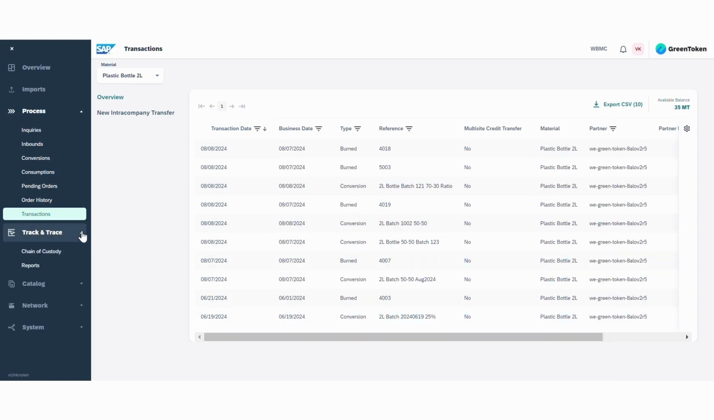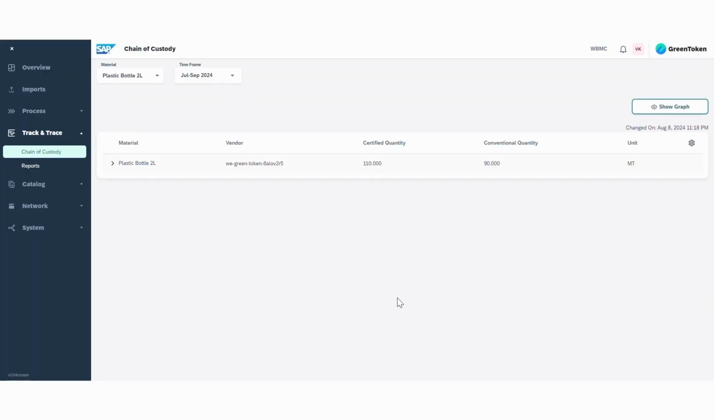Let's have a look at some reporting. So under the track and trace section, we have the chain of custody screen. Here we can choose a particular material and drill deeper to see how this was made. So this was the finished product, which was made using raw plastic. We can see the quantities involved.